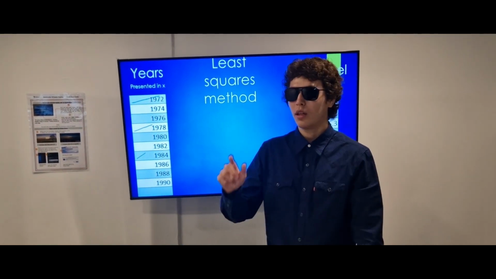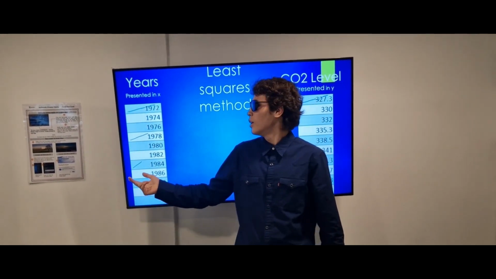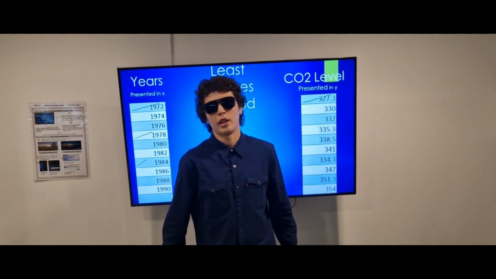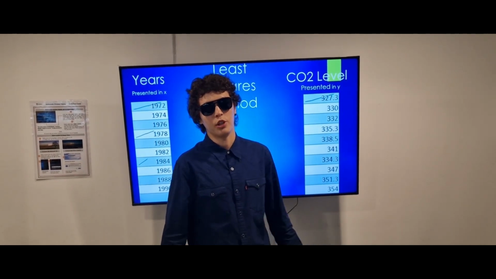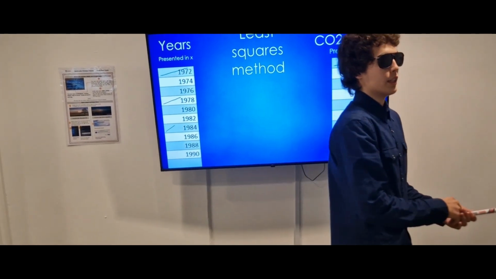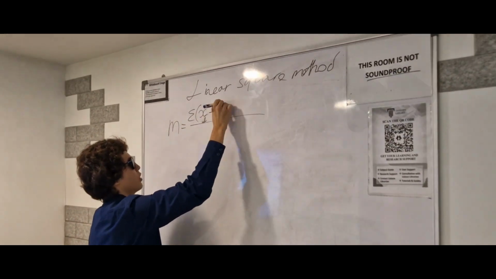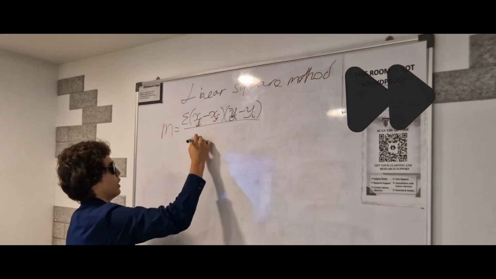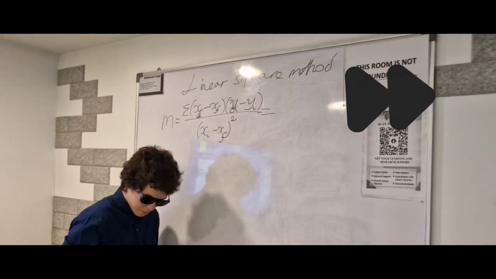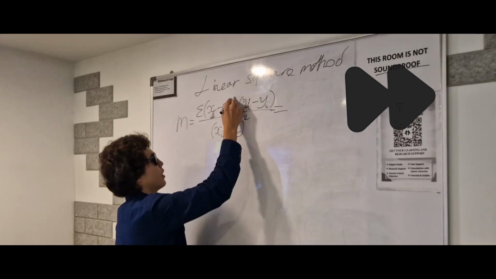We have two sets of data which are needed for us: the years, represented by X, and the carbon dioxide level, represented by Y. I'm going to show you the formula on the desk. It is equal to the sum of the differences in the years and the differences in carbon dioxide levels, all divided by this. As you see, our data is linear, so we can get the equation more easily.